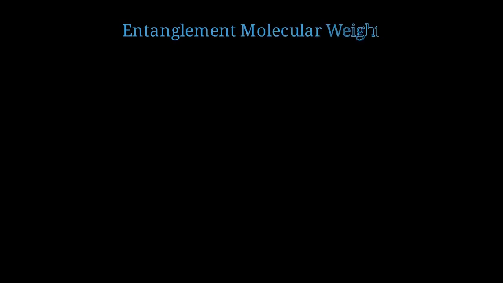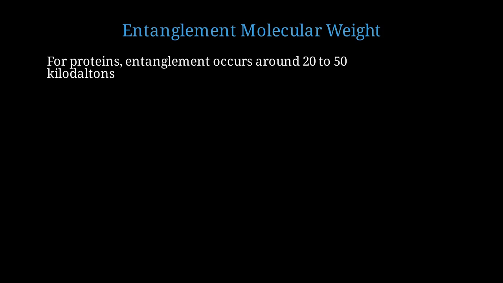Another crucial concept in polymer physics is the entanglement molecular weight. This tells us how long a protein chain must be before it becomes entangled with others. For typical protein chains like casein, entanglement becomes significant when the molecular weight exceeds about 20 to 50 kilodaltons. Casein proteins are typically 20 to 25 kilodaltons, right at this threshold.